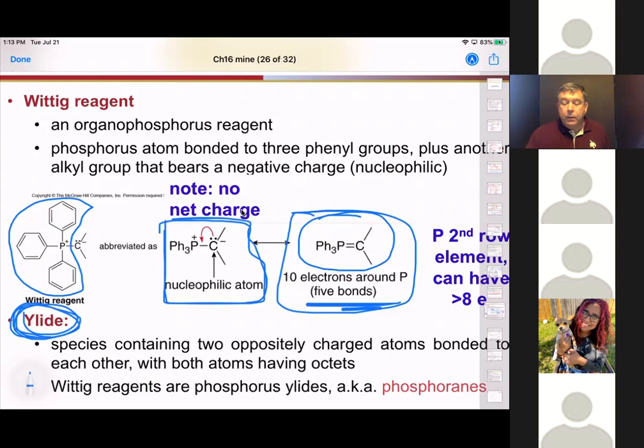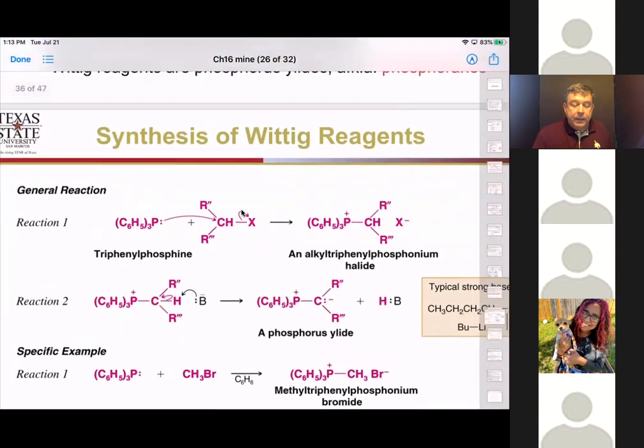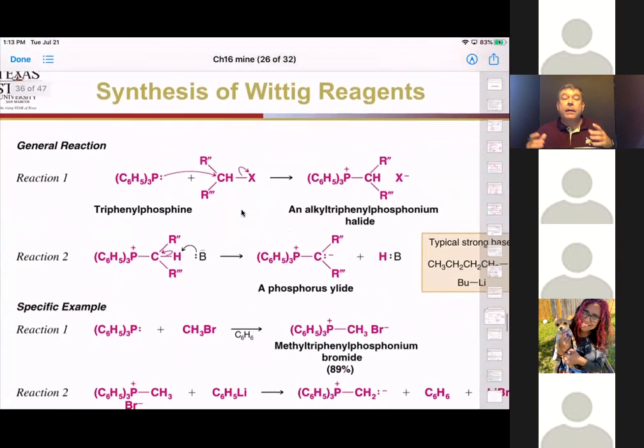Okay, so how do we make it? We make it in a couple different steps. The first step is we start with an alkyl halide. It can be a methyl alkyl halide, a primary alkyl halide, or a secondary alkyl halide. But you cannot use a tertiary alkyl halide because you have to have a hydrogen on the carbon you're going to bond the phosphorus to. And I'll show you why.